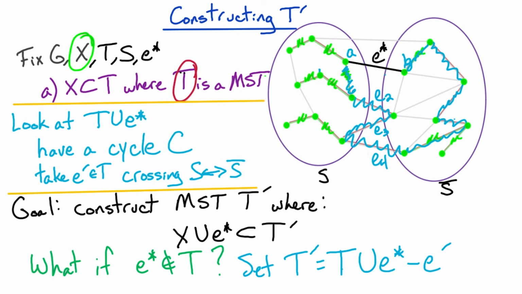Now what remains? Well, we've constructed this T prime, and now we have to prove that T prime is in fact a tree, and that it's a minimum weight. Therefore, it's a minimum spanning tree.